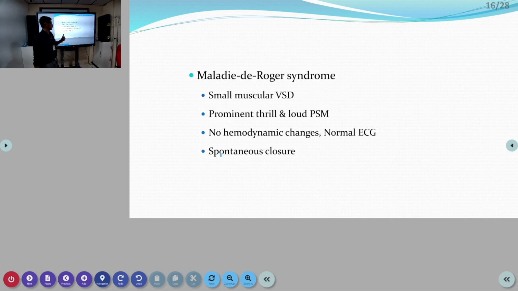Maladie de Roger syndrome is a small muscular VSD with a loud pansystolic murmur in the tricuspid area with a prominent thrill, no hemodynamic changes, normal ECG, and sometimes it can undergo spontaneous closure. So sometimes in the exam you might get an elderly patient with a very loud murmur and a thrill over the tricuspid area. Then you have to think of a VSD. Patients may not be very symptomatic because these small VSDs don't cause much hemodynamic problems.